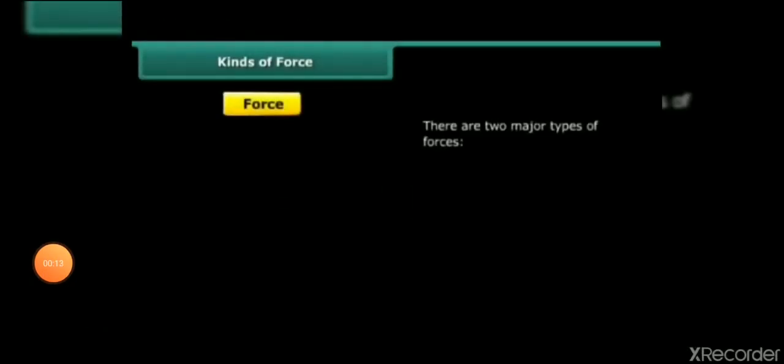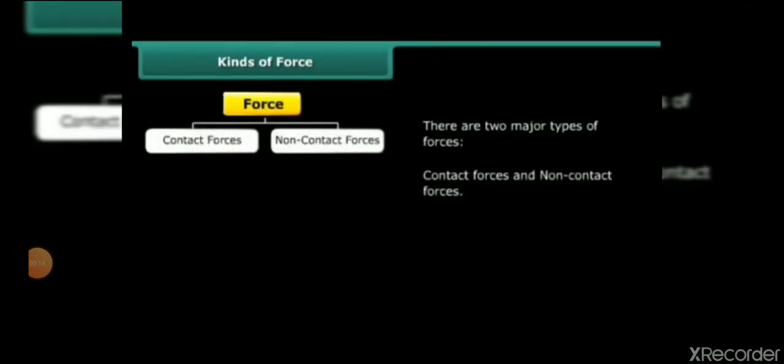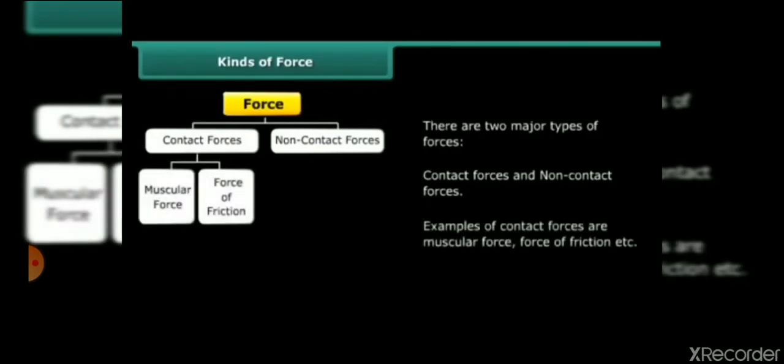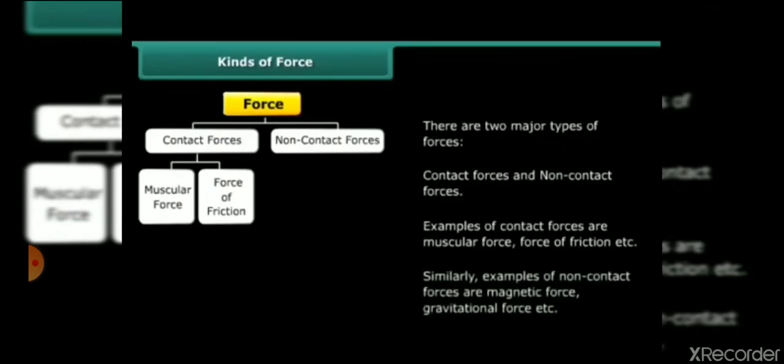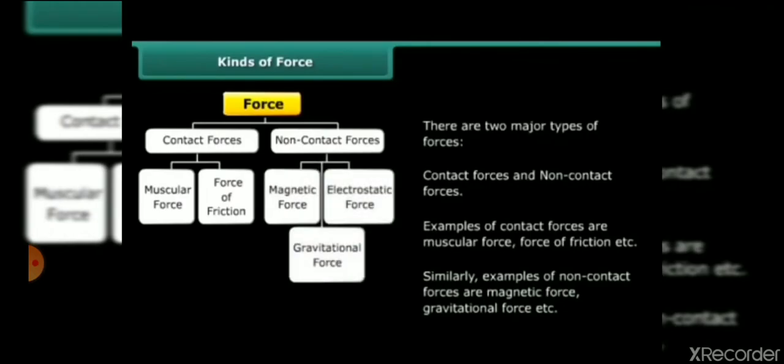In this chapter we are going to understand about the types of force and the pressure. Force. There are two major types of forces: contact forces and non-contact forces. Examples of contact forces are muscular force, force of friction, etc. Similarly, examples of non-contact forces are magnetic force, gravitational force, etc.